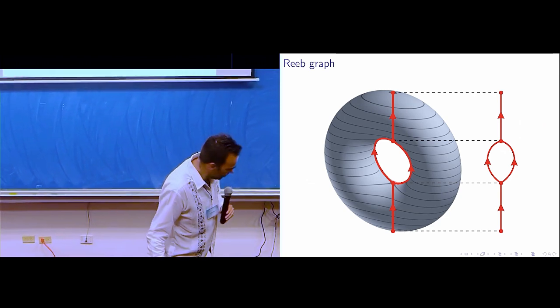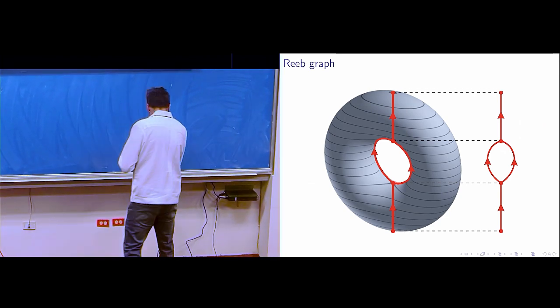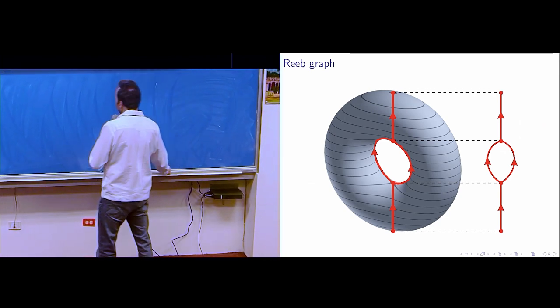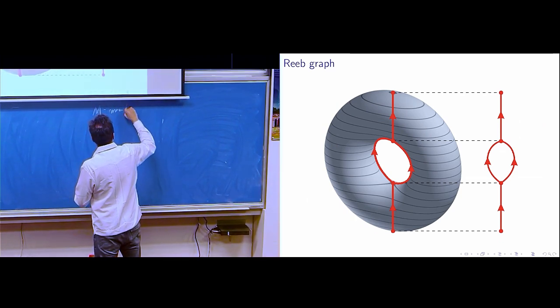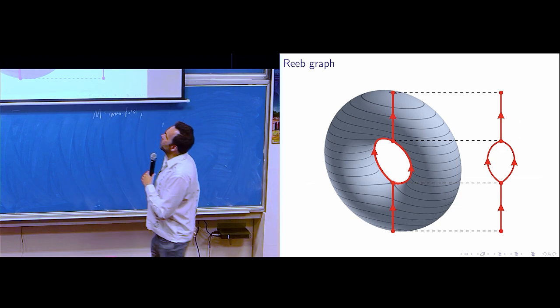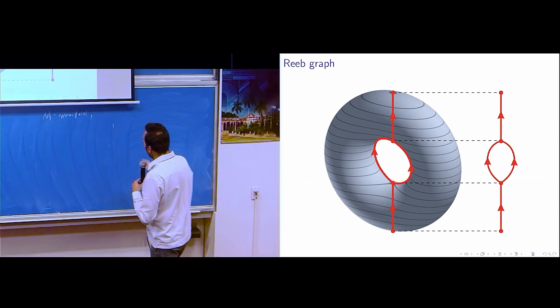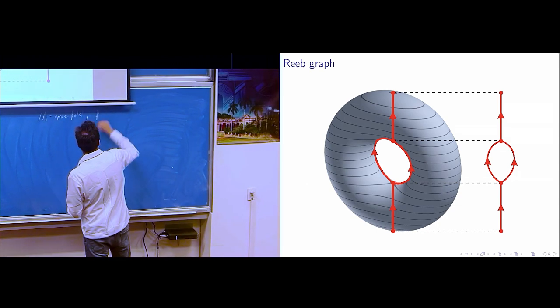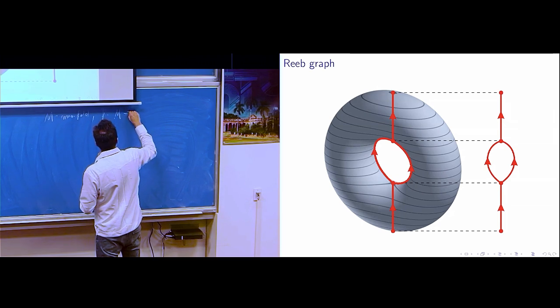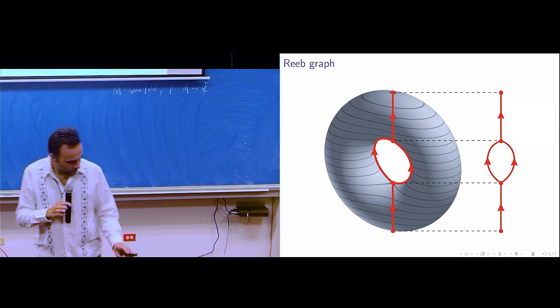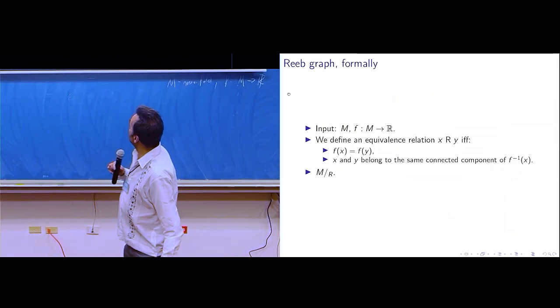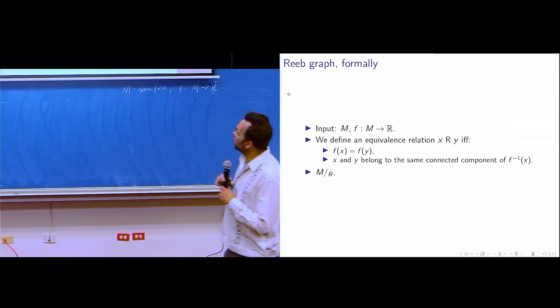So we have a Reeb graph. And in order to define a Reeb graph, we need a nice manifold, M, and we have a nice smooth function on that manifold. It's a Morse function, a standard Morse function. And I think I have a definition over here.